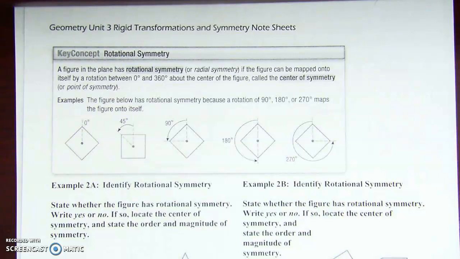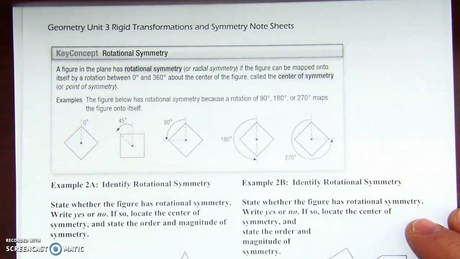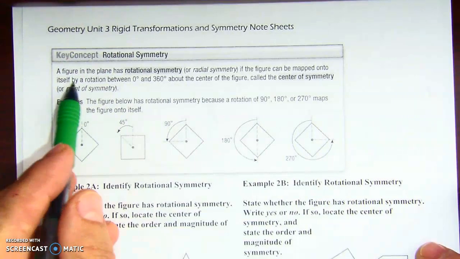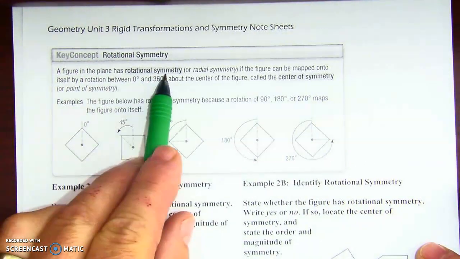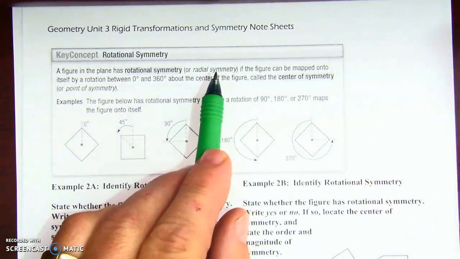3.5, we are now talking about rotational symmetry. Let's read through the definition of this, and then we'll go through and talk about the examples. This should go pretty quickly. All right, so a figure in a plane has rotational symmetry, or what is called radial symmetry. That means it can rotate as we do this.